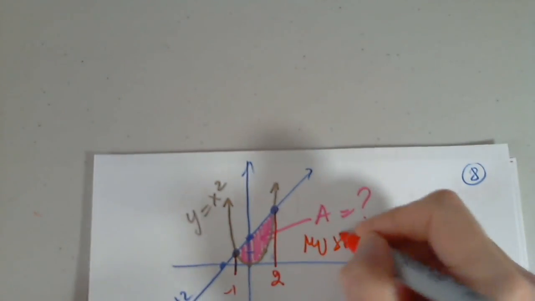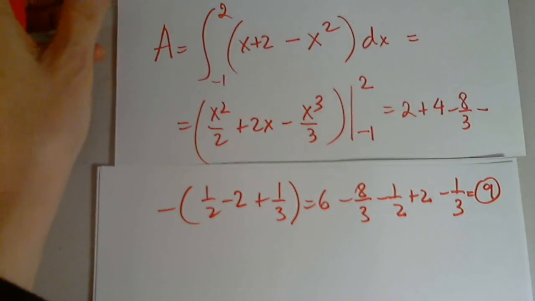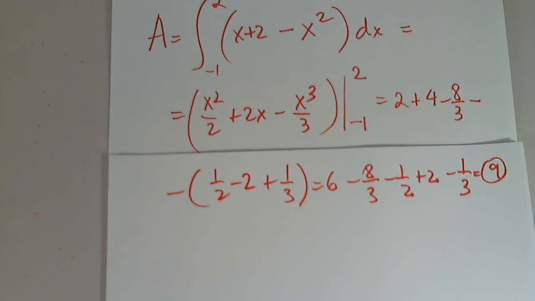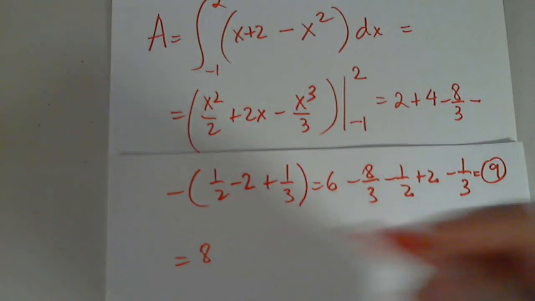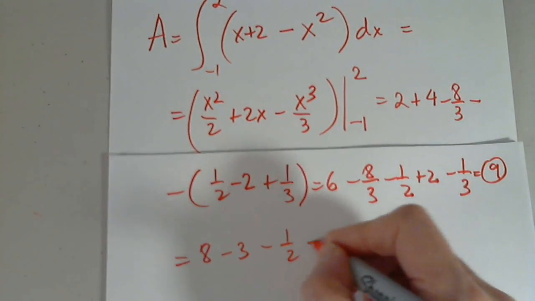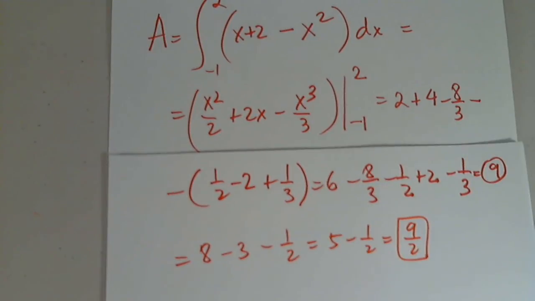This kind of area, let's come back for a moment. This must be positive. This area must be positive. It's an area enclosed between two graphs. Okay, so I have 6 plus 2, which is 8. -8/3 minus 1/3 is -9/3, which is -3. And I do have minus 1/2. So this is 5 minus 1/2, 10 minus 1, 9/2. So the area enclosed between those graphs is 9/2.